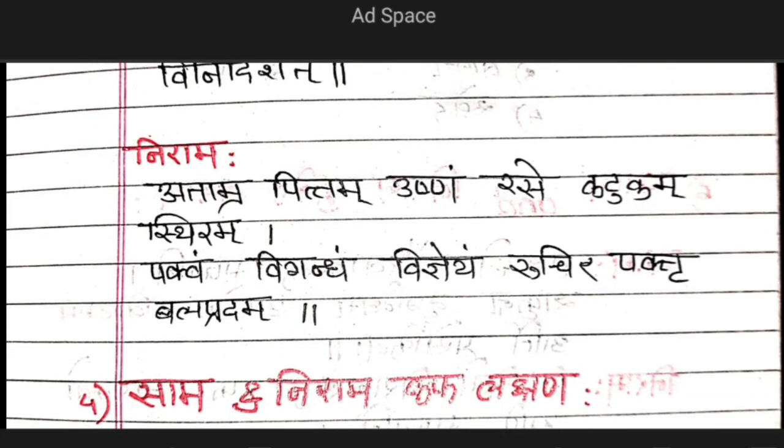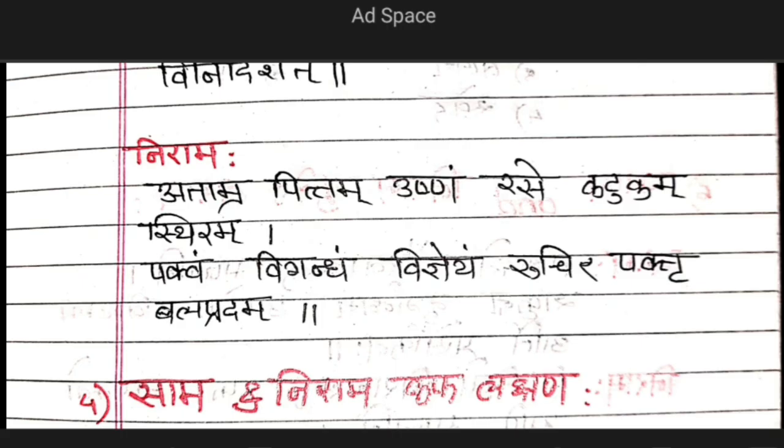Then the next is Nirama Lakshanas of Pitta. Eta Tamram Pittam Ushnam Rase Katukam Asthiram Pakvam Vigandham Vidneyam Ruchi Paktru Balapradam. Word by word meaning. Understand what is Tamra: coppery yellow color. Next is Ushna, which is hot. Katurasa means pungent taste. Asthiram means unstable. Vigandham means devoid of bad odor.